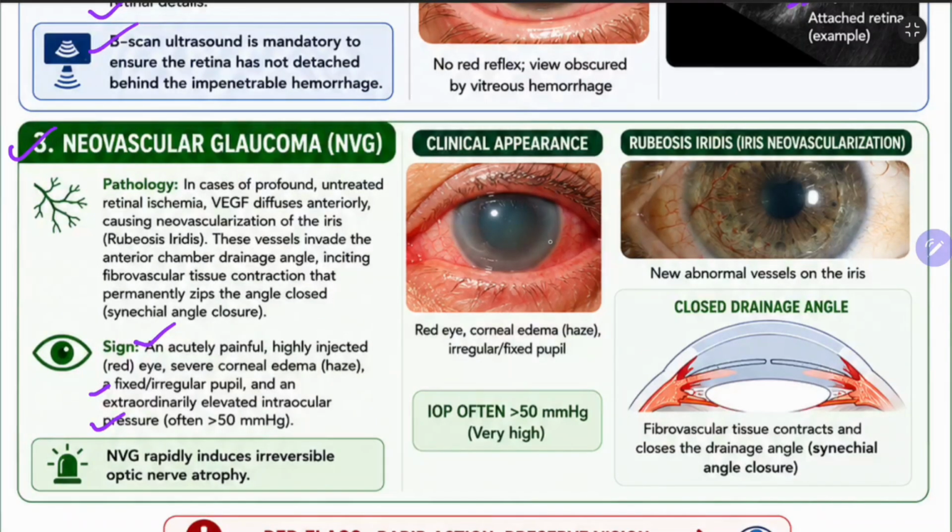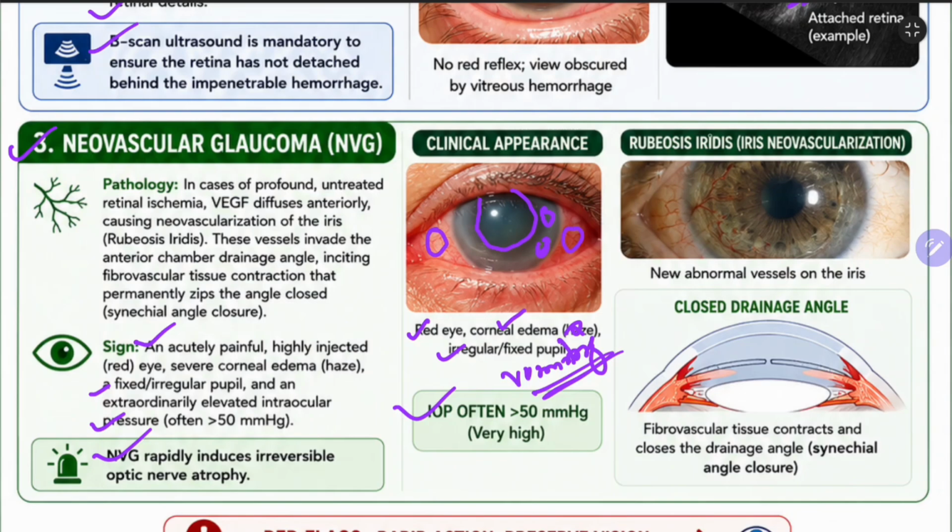See the corneal haziness. This is the cornea actually. See the corneal haziness, and the sclera is red here. See, corneal haziness, and the pupil is dilated. Okay, red eye, corneal edema, meaning corneal opacification, and irregular or fixed pupil. When you measure IOP, if the patient is presenting like this, the patient may also have associated vomiting. Remember, because of raised IOP, the patient will also have vomiting. So neovascular glaucoma rapidly induces irreversible optic nerve atrophy. That is a very important thing. Because of increased IOP, the optic nerve head will die. Okay, so that is a bad complication.